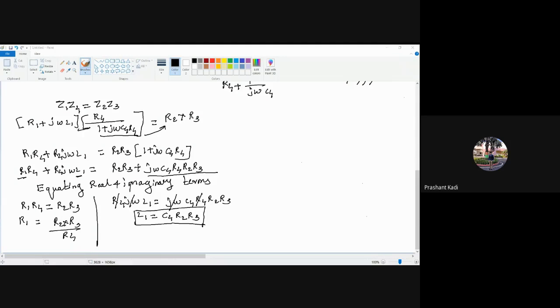So if we observe both the equations properly, R1 is R2 R3 divided by R4, and L1 is C4 R2 R3. So in both the equations, we get the quantities R2, R3 and R4. The two variables R4 and C4 appear in one of the balance equations.